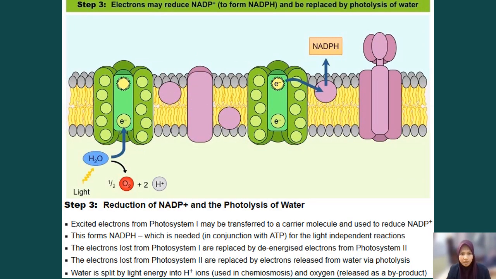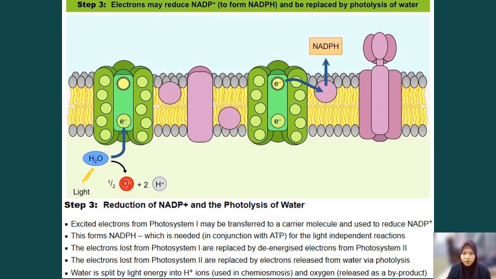And the third step in the light-dependent reaction is the reduction of NADP+ and the photolysis of water. During this step, the high energy electron travels down a very short journey of the electron transport chain, and at the end of the chain, the electron is passed to the NADP+ to make NADPH.